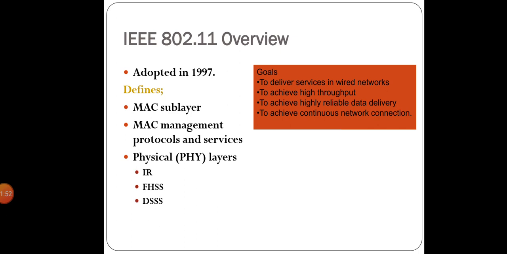IEEE 802.11 overview. It was adopted in 1997. It defines MAC sublayer, MAC management protocols and services, and then physical layer. In physical layer, which has IR, FHSS and DSSS. The goals of IEEE 802.11 is to deliver services in wired networks and to achieve high throughput. Third one, to achieve highly reliable data delivery and to achieve continuous network connection.